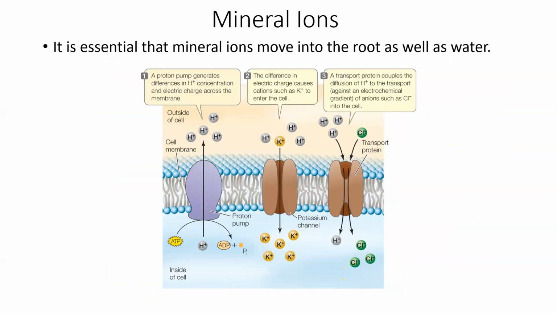Mineral ion movement. It is essential that mineral ions move into the root as well as water. We obviously don't want just water to move into the roots. We want mineral ions. That's how the plant gains the building blocks of life that it needs.